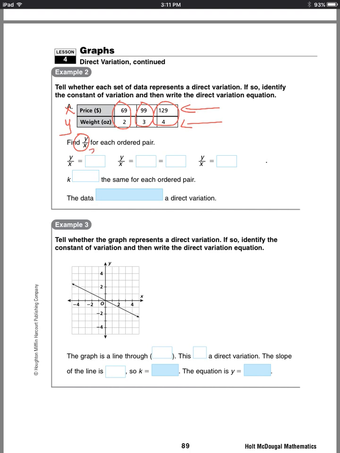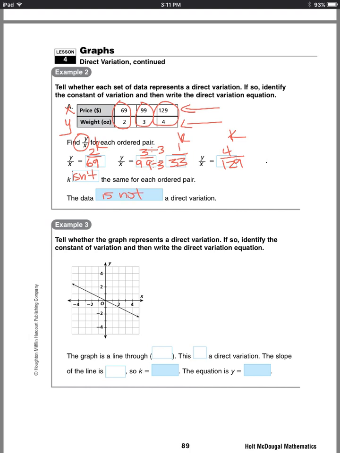So the first one, we have 2 over 69. Our second one, we have 3 over 99, which we can divide each one of those by 3 and get 1 over 33. And then we have 4 over 129. So each one of these fractions is our k. And they're not the same. So k isn't the same for each ordered pair, so the data is not a direct variation.